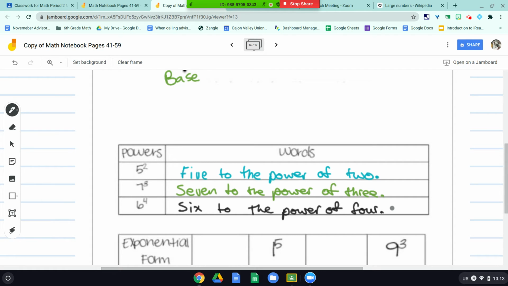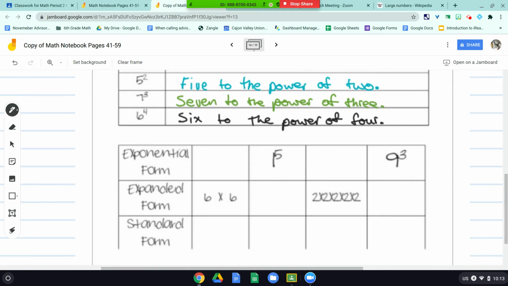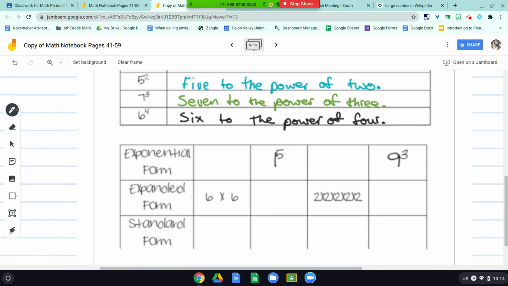Okay. Now the next section, they want us to fill in the blanks. They don't give us all the information, but they give us some of it. We have exponential form, we've got expanded form, we've got standard form. And then we have some numbers here. So we have this first one, and they give us the expanded form as 6 times 6. How would we write that as exponential form? 6 times 6 could be written as?